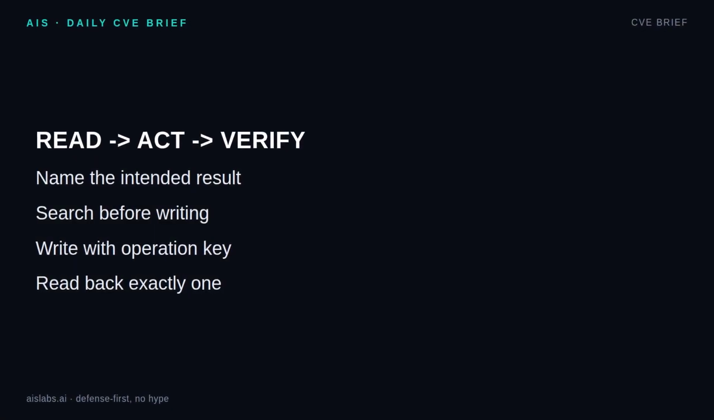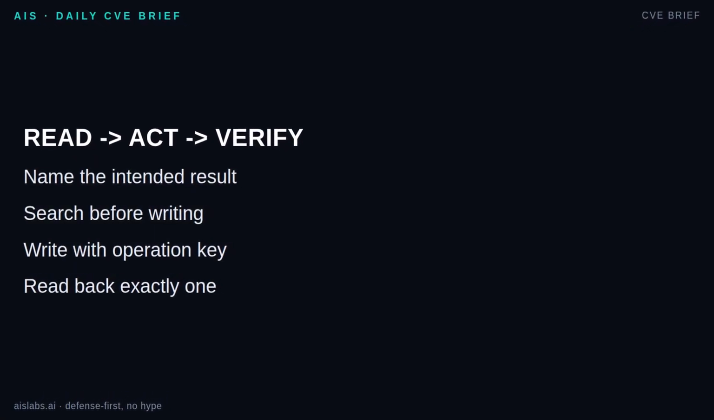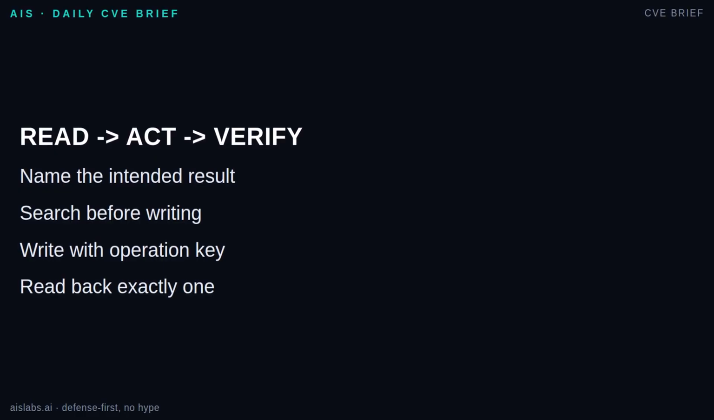The pattern is idempotent tool calls using an operation key and read, act, verify. Idempotent means you can repeat the operation without multiplying the effect. For agent loops, I do not rely on the tool magically supporting that. I design the call so the intended result has a stable identity. The operation key is project plus task plus intended result, not a random request ID the agent forgets. A meaningful key you can search later.